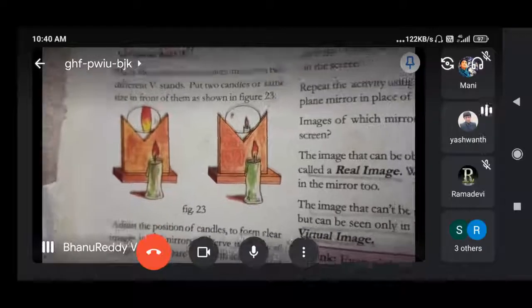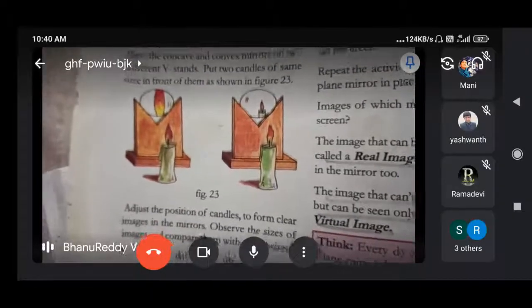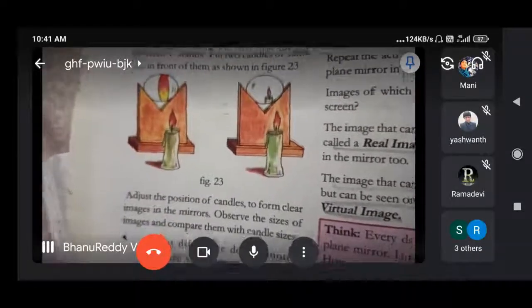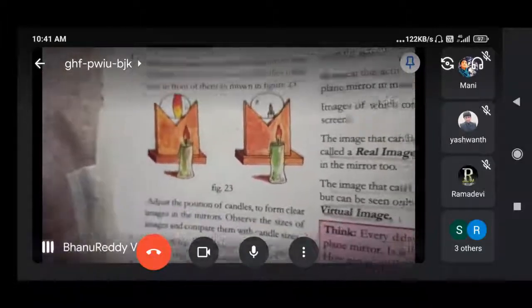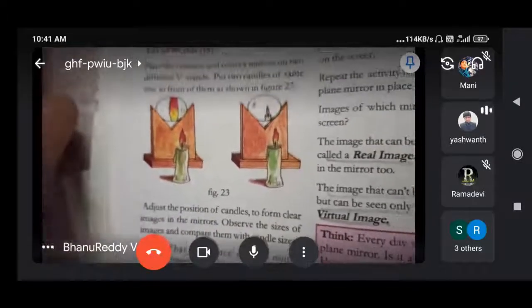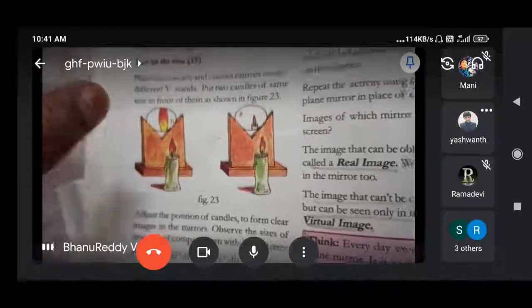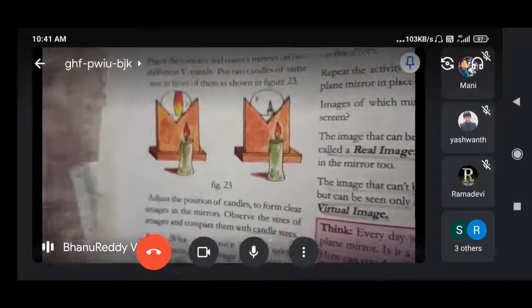Don't get confused. That's why I'm asking all of you; even I also got confused at that time, that's why I'm asking you again. Bulged in is concave, bulged out is convex.